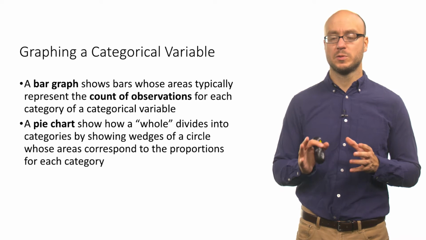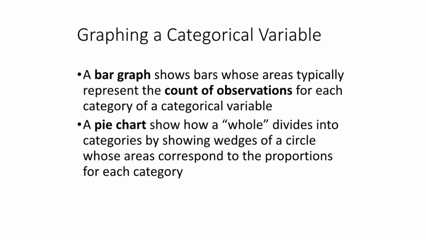A bar graph, which we'll talk about in just a second, shows bars whose areas are representing the count of observations for each category of a categorical variable. A pie chart basically shows how a whole is divided into categories, and it shows wedges of a circle, and each wedge has an area corresponding to the proportions for each category.